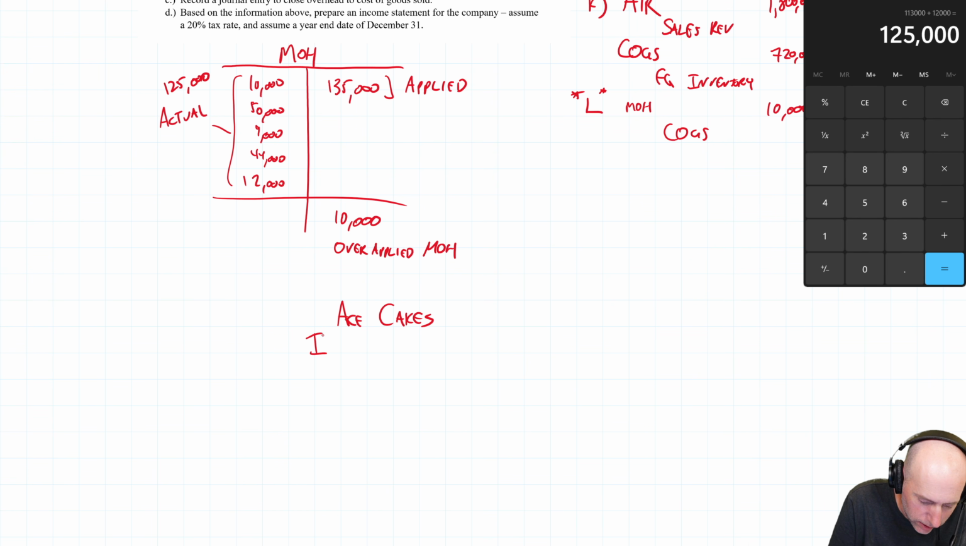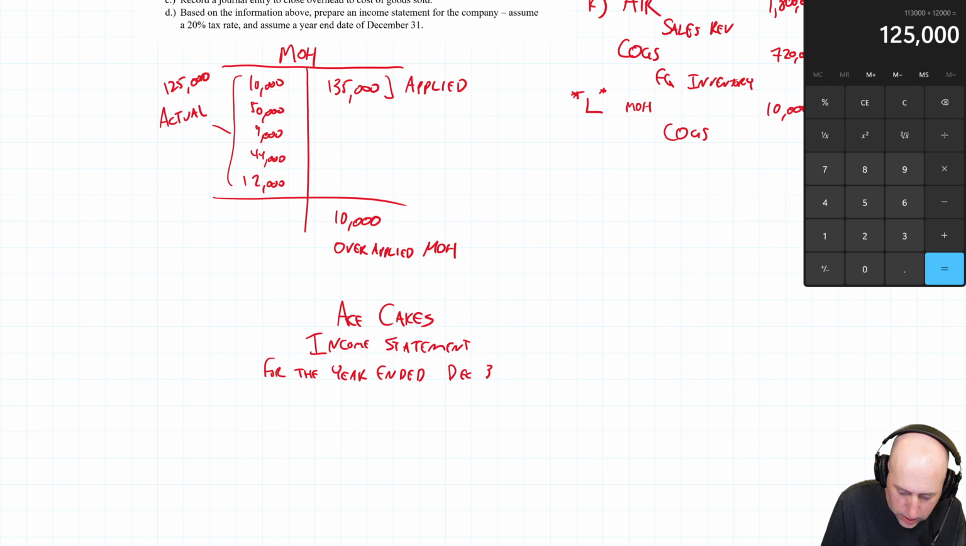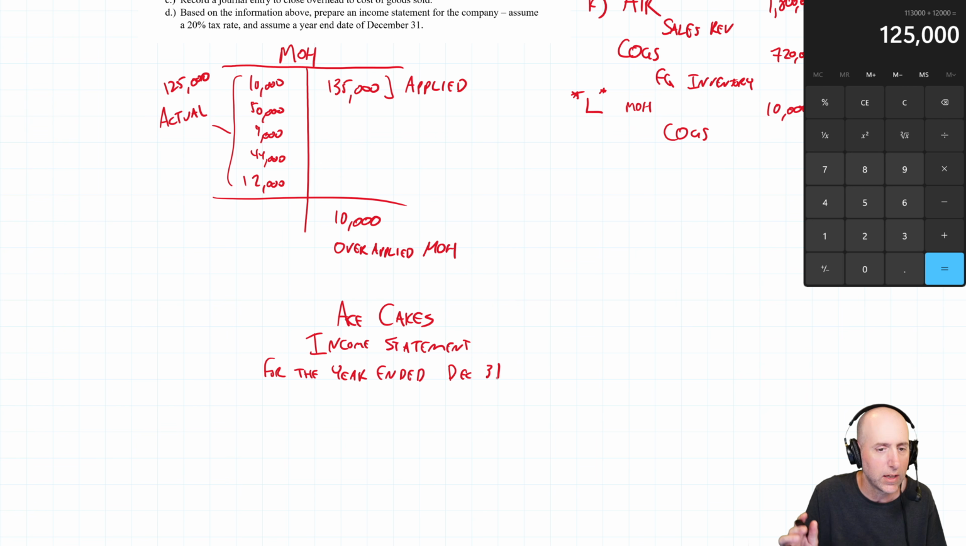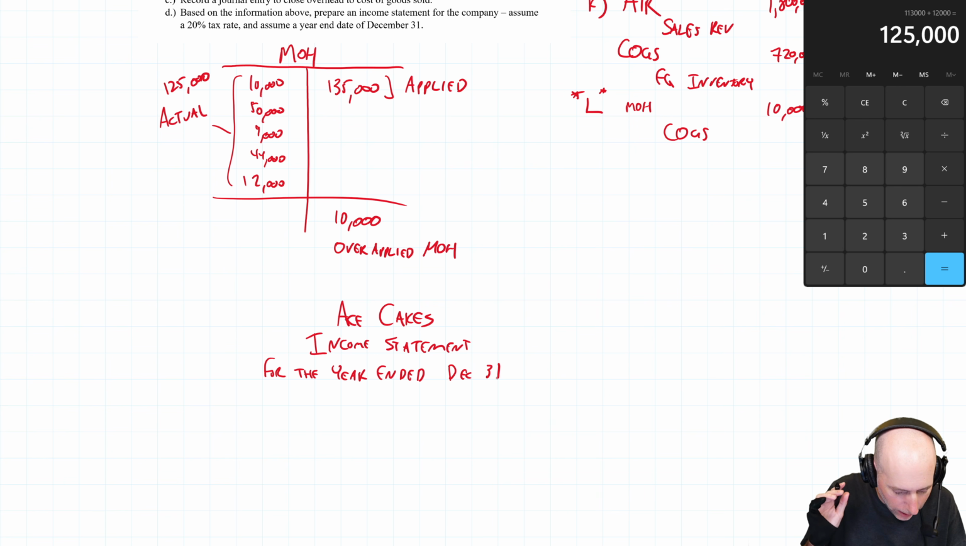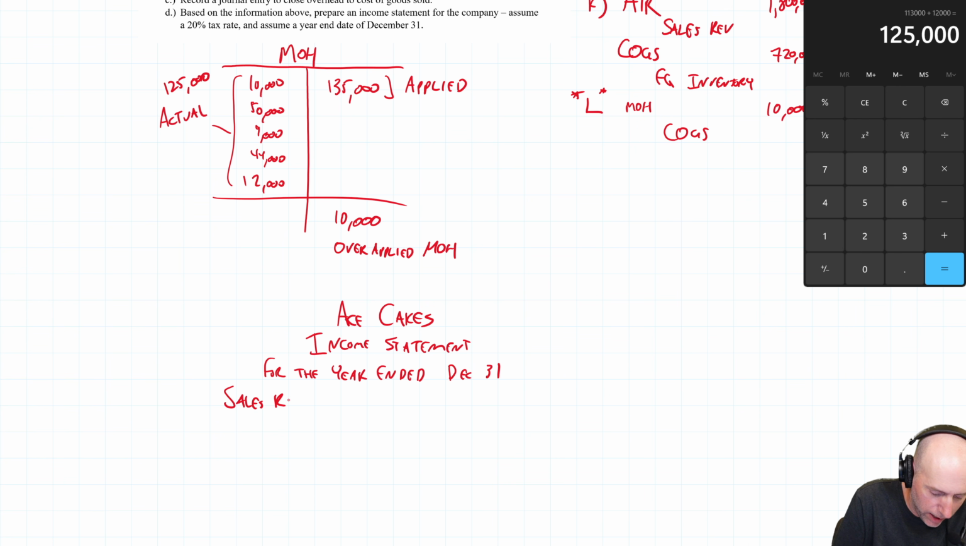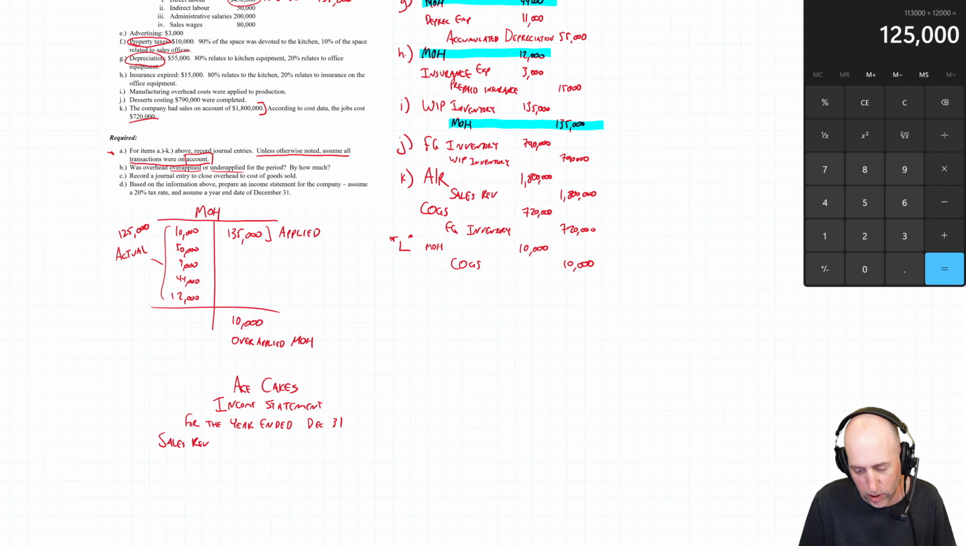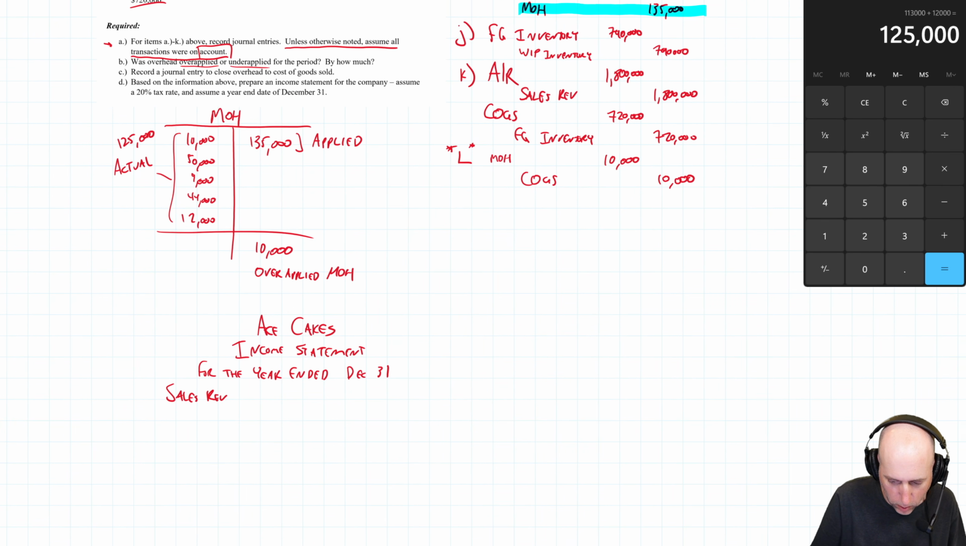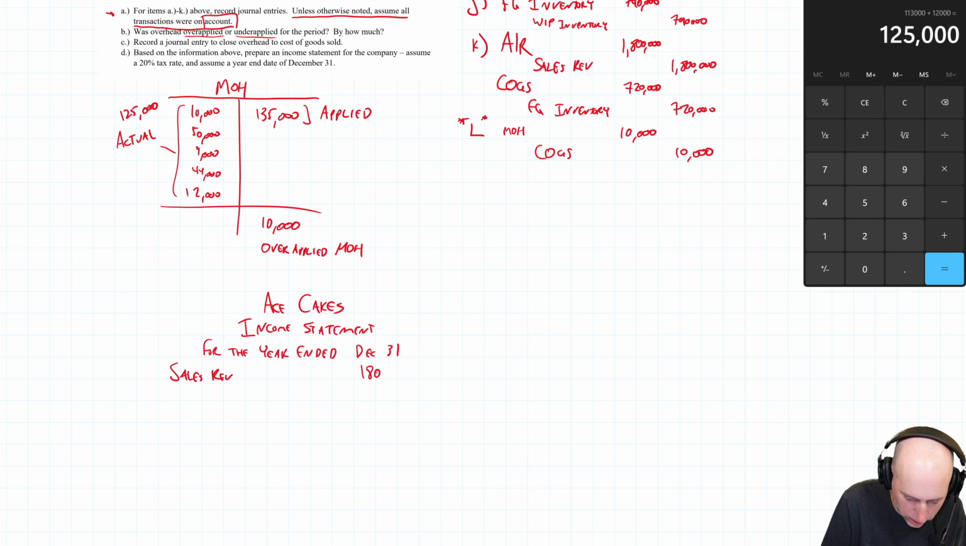Next line down, income statement. Income statements get dated for the month ended, or in this case, for the year ended. Could be for the quarter ended too, but they told us for the year ended December 31st. We could even give a year if we knew the year. Okay, income statements start with sales revenue at the top. Whatever revenue we have, sales revenue, $1.8 million.